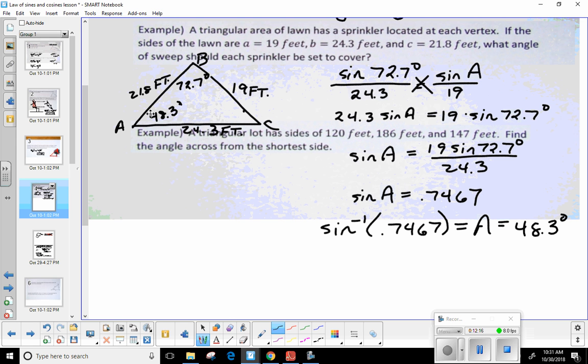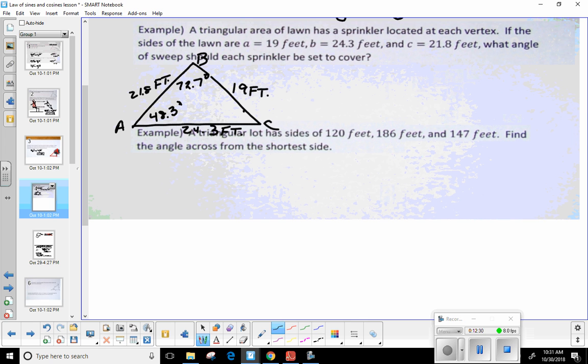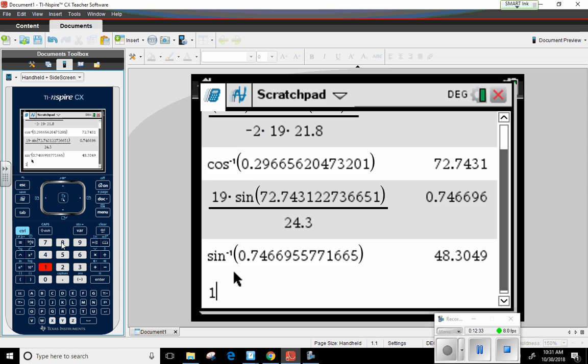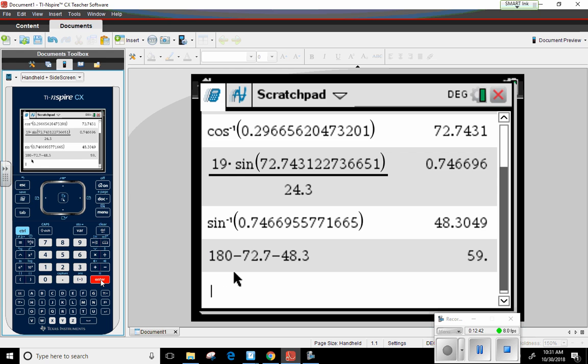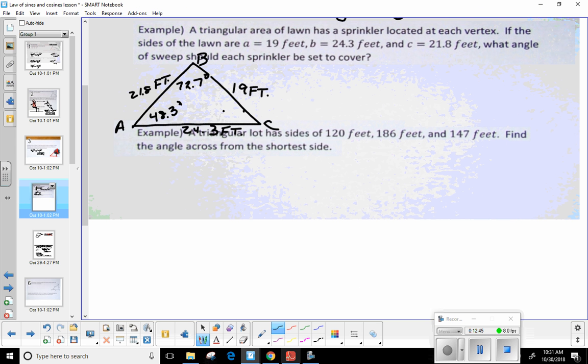Now, again, for that last angle, I could use the law of sines. I could use the law of cosines. But what would just be really simple and really fast? Yeah, once you have two of the three angles, just subtract it from 180. I mean, if you can, there's no reason to go ahead and do more work. So let's see, 180 minus the 72.7 minus the 48.3. And here, I'm more inclined to go ahead and use the values that we have. So I'm going to say 59. So angle C is 59 degrees. And there we go. That is the law of cosines. Questions?